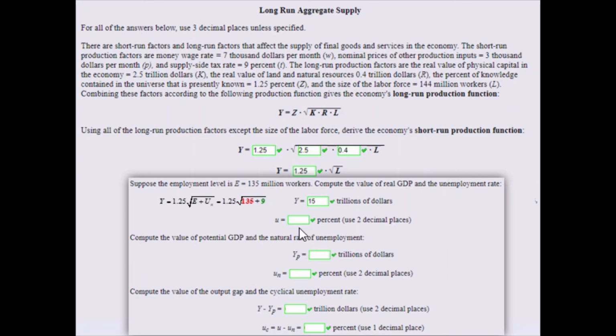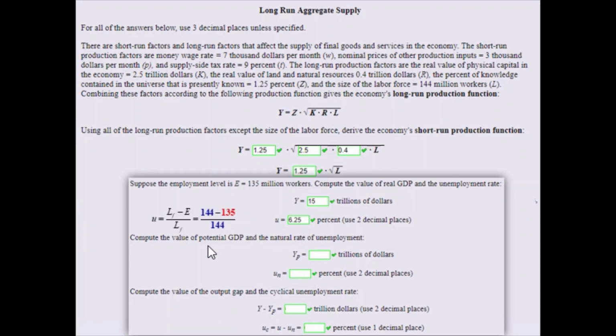Then we got to calculate the unemployment rate, and remember the unemployment rate is the labor force minus the employment level. The labor force is up here. Labor force is 144 million people. So we're going to replace that with 144 million in both places. And the employment level is 135. And we get an unemployment rate of 6.25, just like we got in the notes.